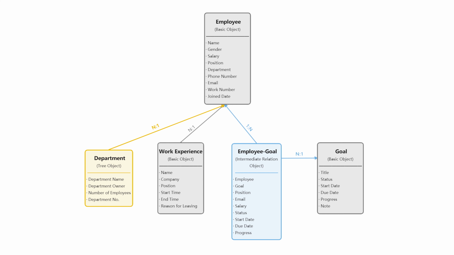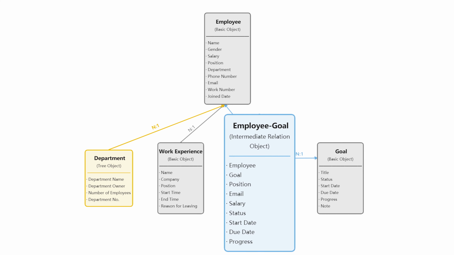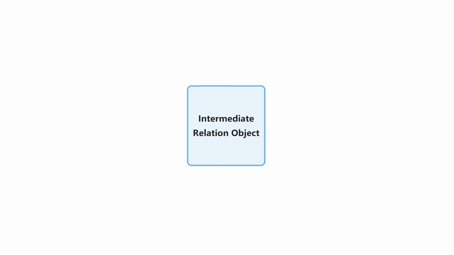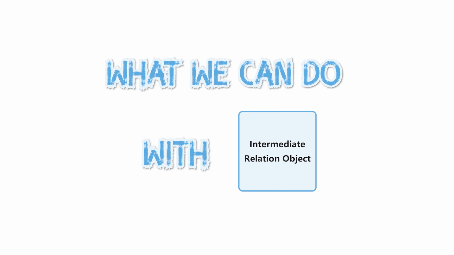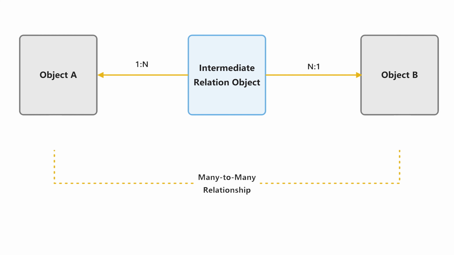Hello, in this lesson, we will create an intermediate relation object, Employee-Goal. Before we start, I want to tell you what the intermediate relation object is and what we can do with it. An intermediate relation object is used to connect the two objects when modeling a many-to-many relationship.